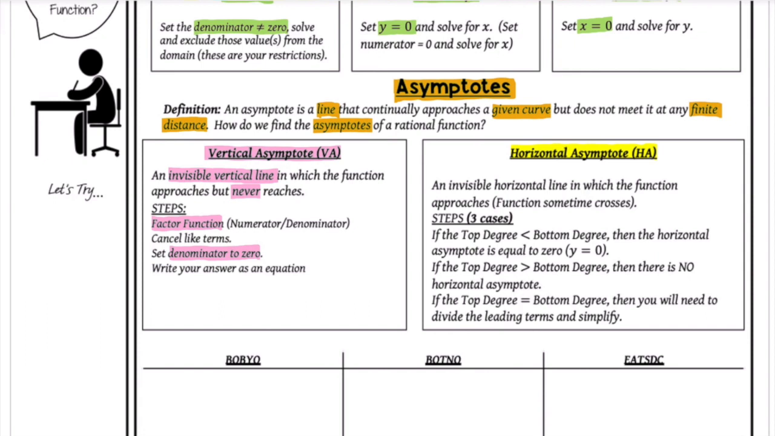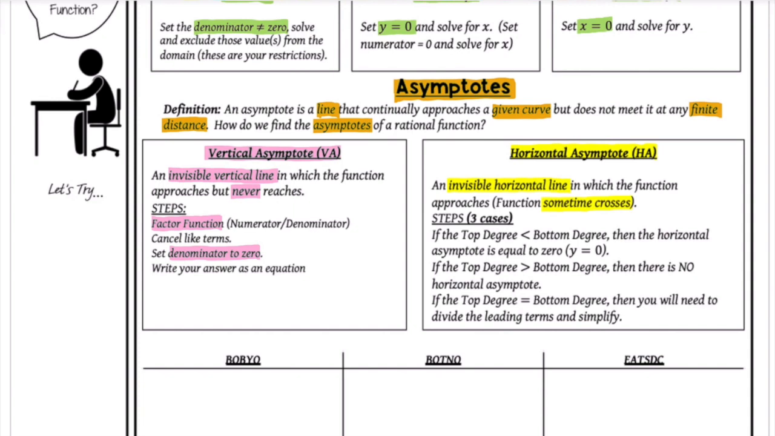So the vertical asymptote and the domain are somehow linked together. The vertical asymptotes are invisible walls. The domain does not include this invisible wall. It's kind of our stop. So for a horizontal asymptote, we have an invisible horizontal line in which the function approaches. Some functions will actually cross over this horizontal asymptote. So it's not like the vertical asymptote in which the function will never touch. The horizontal asymptote, some functions will slightly cross over it and linger around the horizontal asymptote.